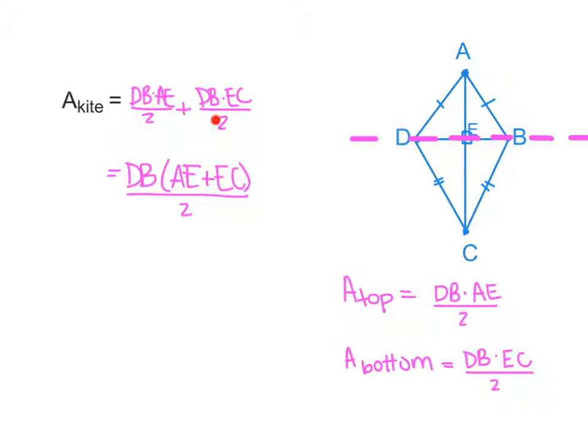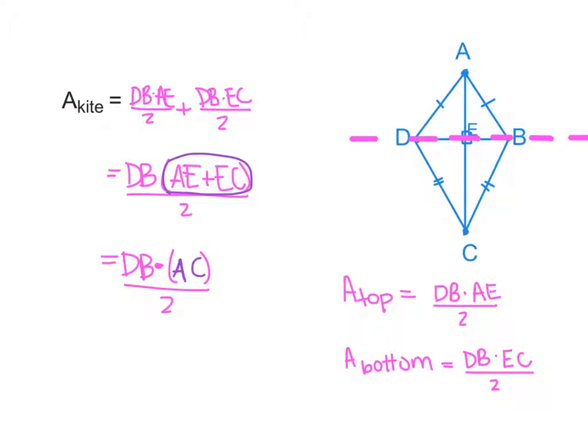Plus, I have a common denominator, so let's keep the common denominator and put it all together in one fraction. So now I've got this. But this isn't any better than this. So for that one last step, take a look at the inside right here. What's AE plus EC? Well, AE plus EC, that's AC.